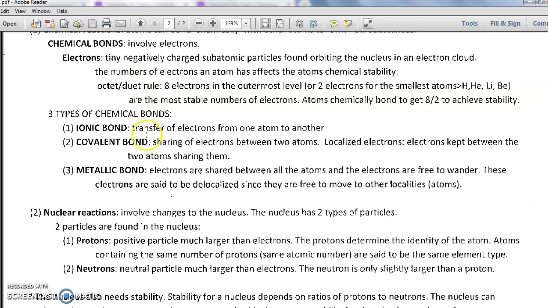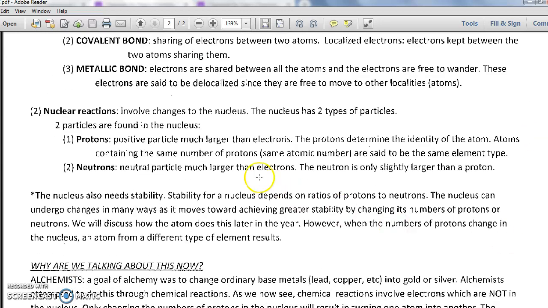This is what happens in chemical reactions. Electrons are transferred or shared. The number of electrons an atom has is changed, but that doesn't change the atom into a different element. In order to do that, you would need a nuclear reaction. Nuclear reactions actually change the nucleus.